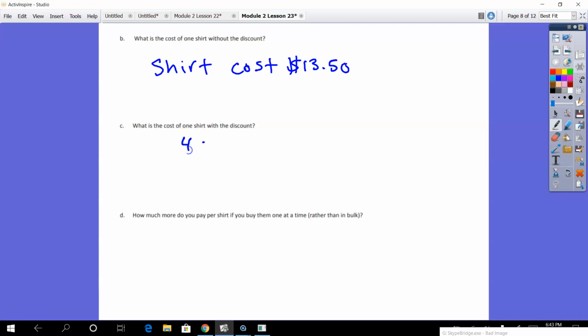So for 4 shirts at $44, so with the discount, multiply by the reciprocal. So we only have one step here. S is equal to 44 over 4. S is equal to $11 per shirt.